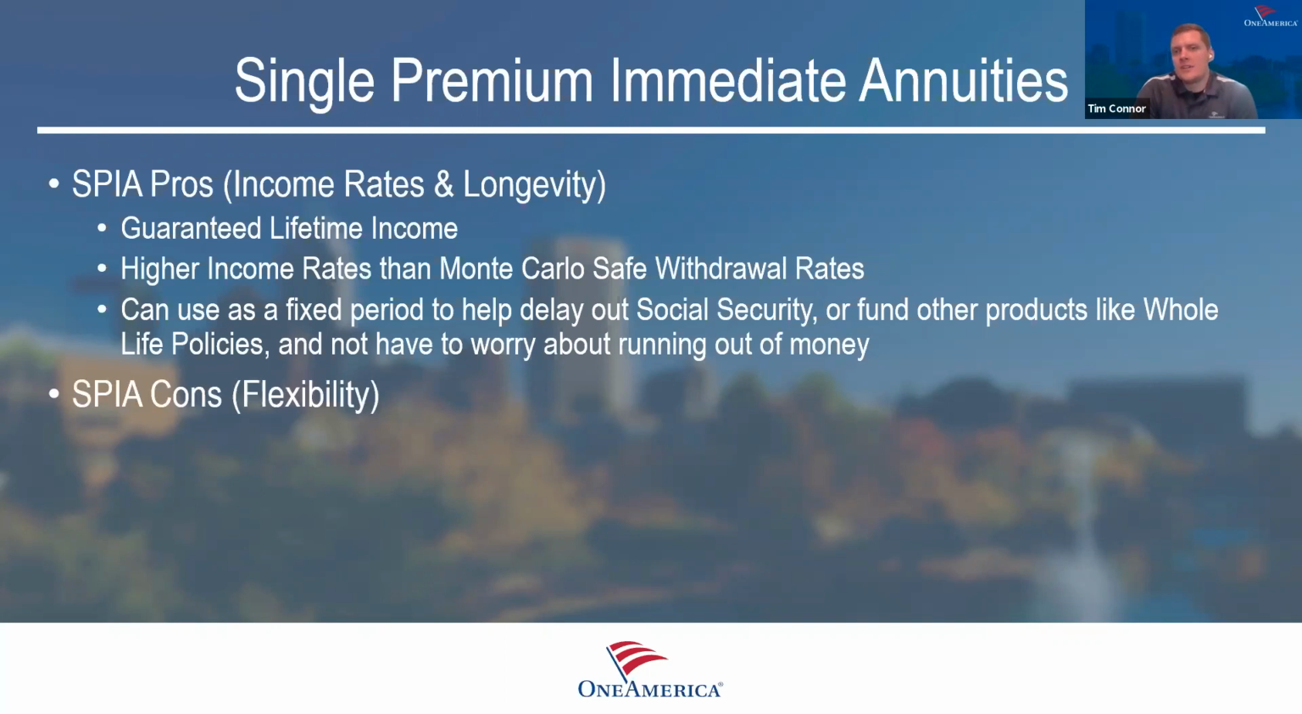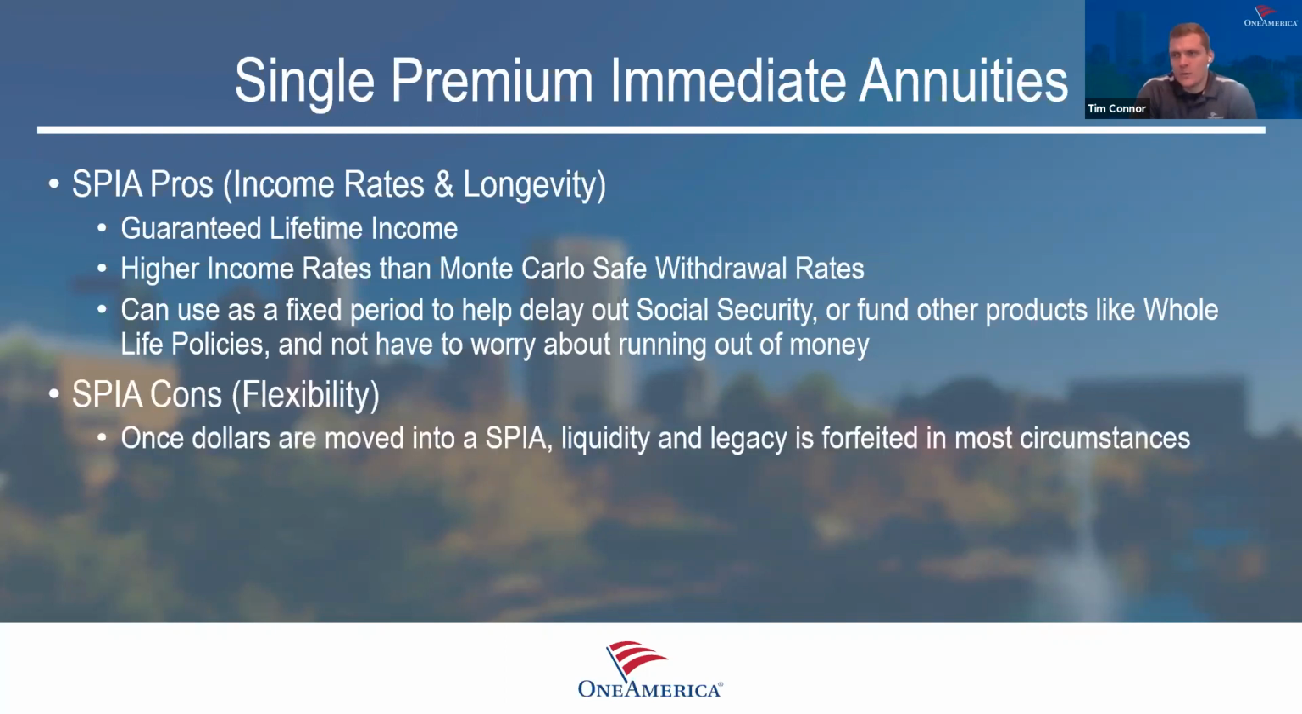SPIA cons, really it's going to be the flexibility, right? So once dollars are moved into a SPIA, you're forfeiting liquidity and legacy. Now you can use like joint policies, right, to help cover both spouses, so that if one passes away, the other one still has that same income, but you do reduce your income rate if you do that, right? Because now you're protecting both lives. Single life is going to give you the most amount of income. But again, flexibility, you do forfeit liquidity and legacy once you move into a SPIA.